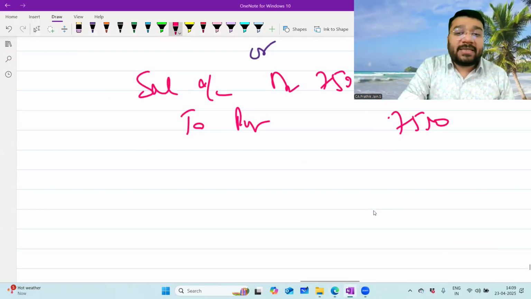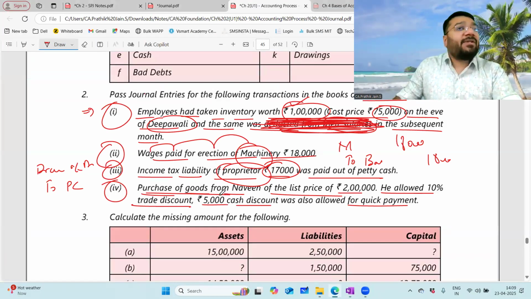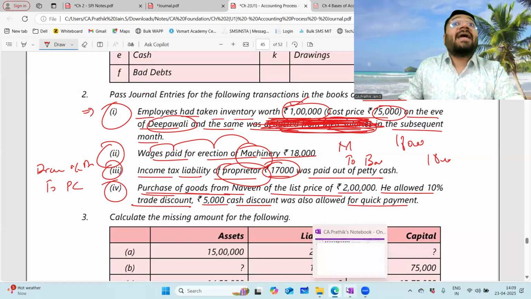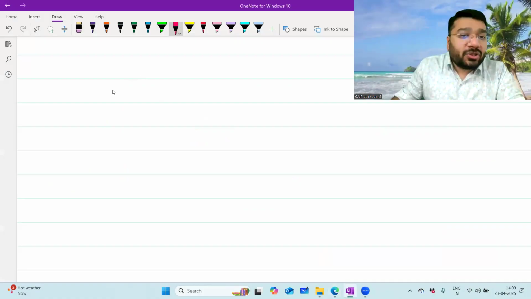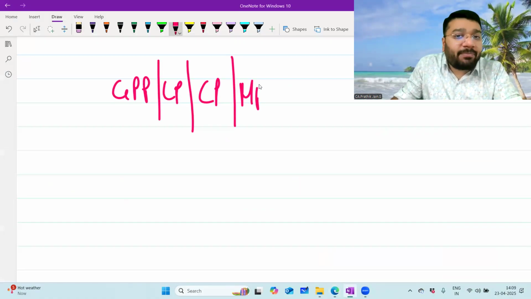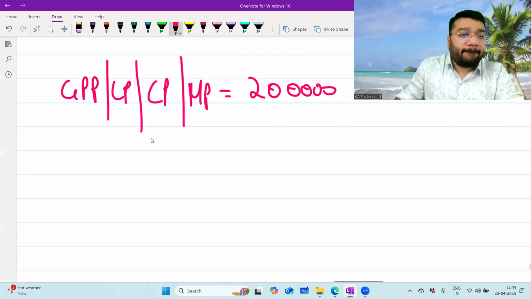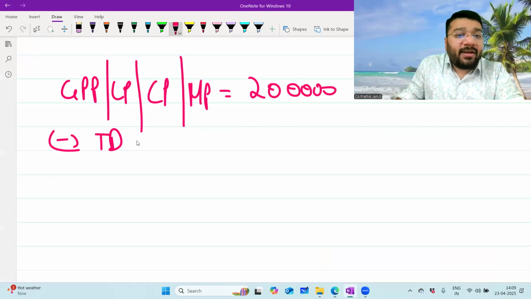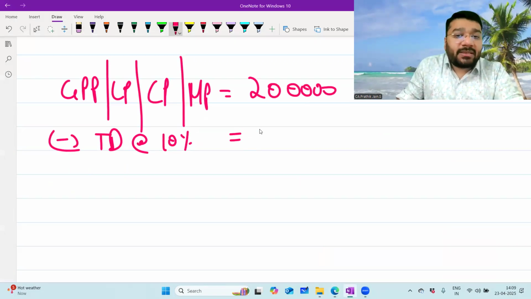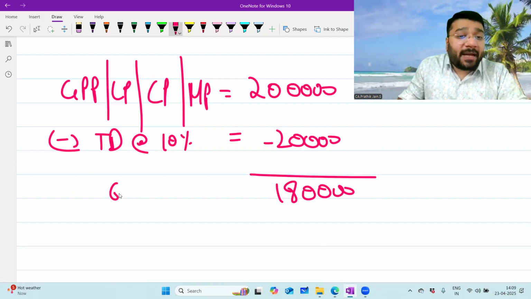Please tell me the presentation first. Purchase goods from Naveen. So am I talking from the buyer's point of view or the seller's point of view? Buyer's point. So we are purchasing. So the gross purchase price, also called list price, catalog price, or mark price, is how much? 2 lakh rupees. Minus trade discount at the rate of 10%. How much is it? 20,000 minus. Balance 1,80,000 is called the net purchase price.